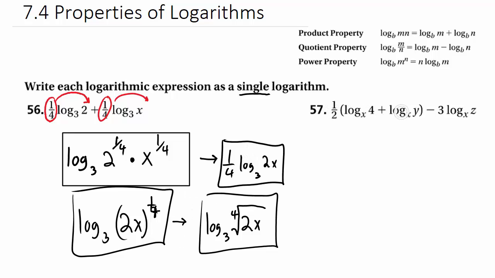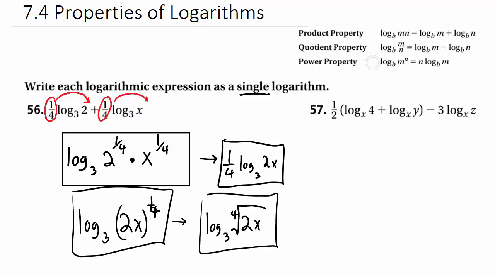Now, for this last one, we're still using the multiplication property, which is right here. The product property is what they call it. So the 4 and the y seem like they're going to be multiplied together at some point. But then this subtraction, what does that imply? Well, that implies division. That's the quotient property right there.